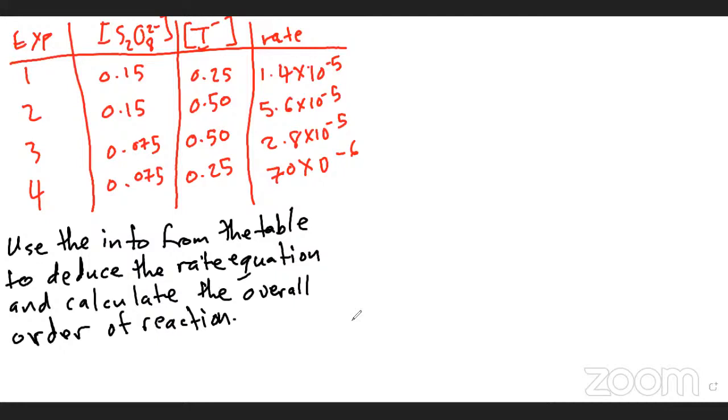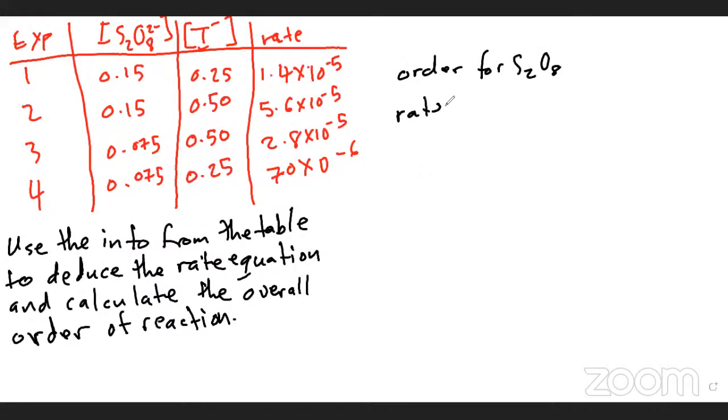So we need the rate of reaction in terms of S2O8. Quickly, which two experiments can I use to calculate the order for S2O8? 2 and 3, yes, that can be used. Right, so this is the order for S2O8. Sir, 1 and 2? No, 1 and 2 would be for iodide. Yes, sorry about that.